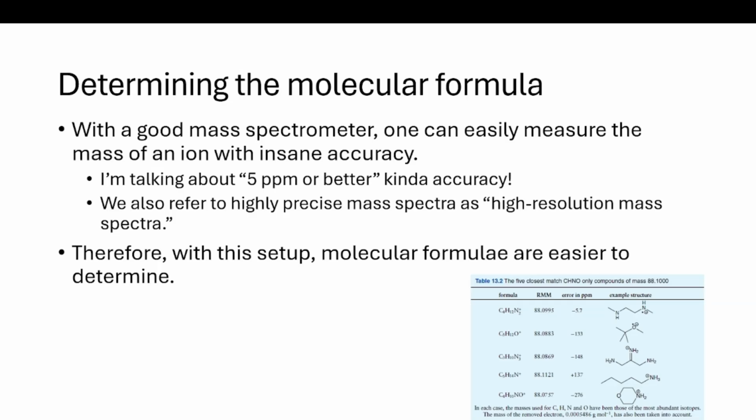Now, with a good mass spectrometer, we can actually measure the mass of an ion with crazy accuracy. We're talking about 5 parts per million or better accuracy. We refer to highly precise mass spectra as high-resolution mass spectra. And because we have such a great level of detail, we can determine molecular formulas a lot easier.